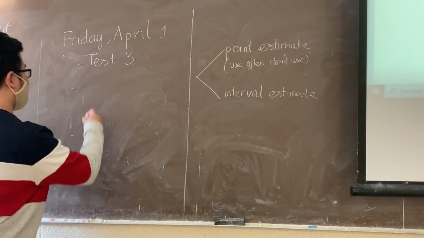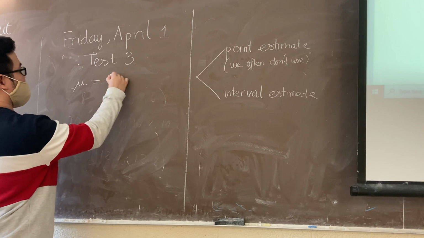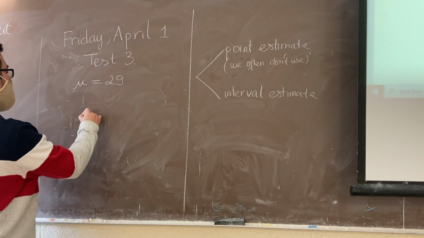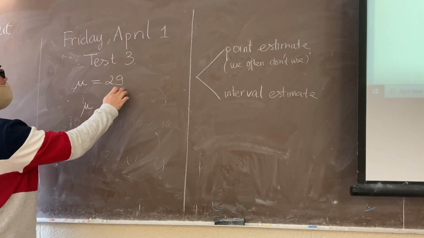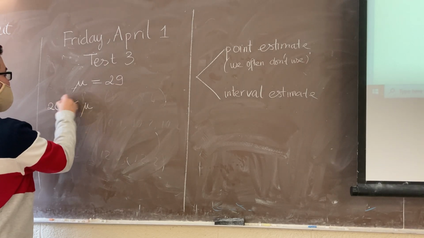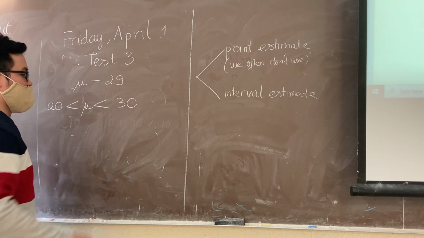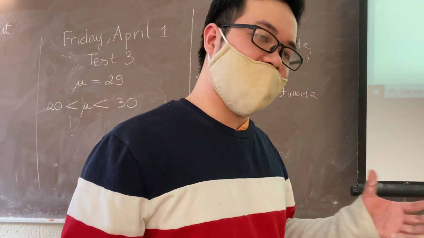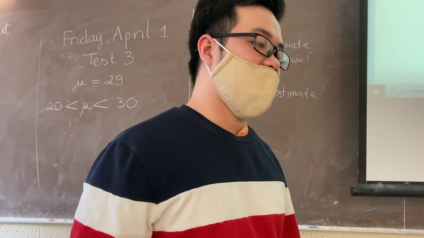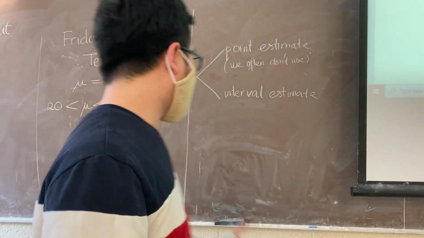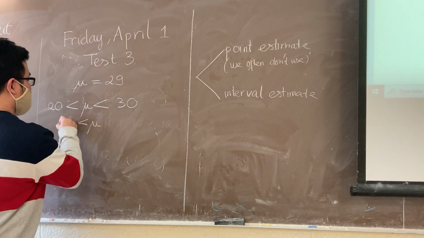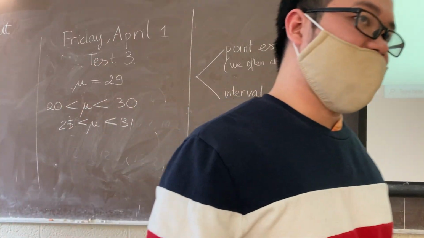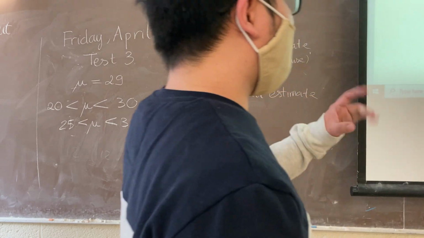For example, I have the actual population mean like 29, and I will get the interval estimate for this one from 20 to 30. Okay, mu will be from 20 to 30. That is called the interval estimate. Or I will give you mu from 25 to 41, something like this. That is the interval estimate. Clear, right?